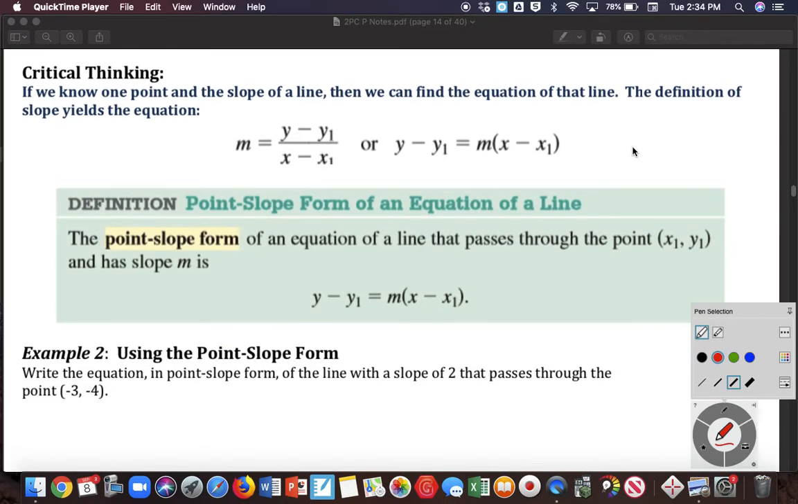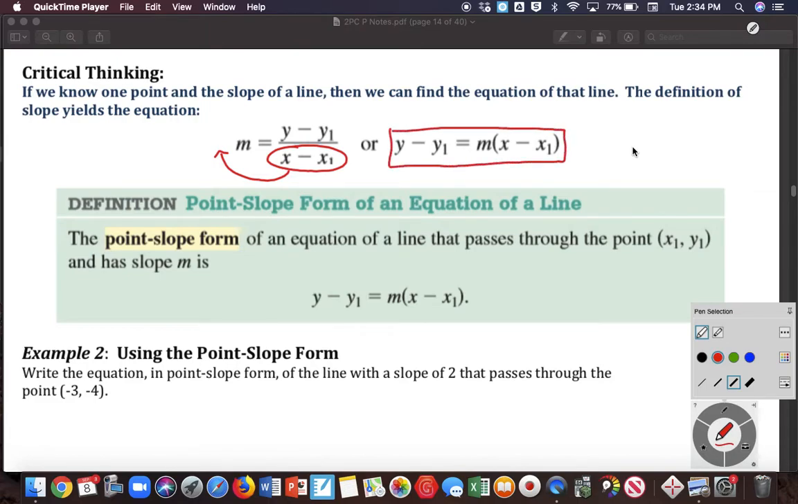So let's move into point slope form. As you can see, this formula that I just went over, I can actually take that and multiply this piece on both sides. So if I multiplied this piece on both sides and brought it essentially over here, I would have this one.